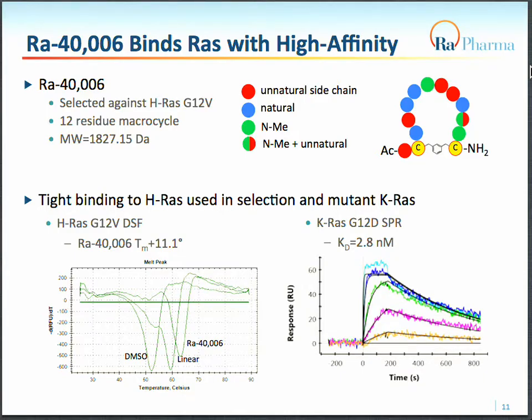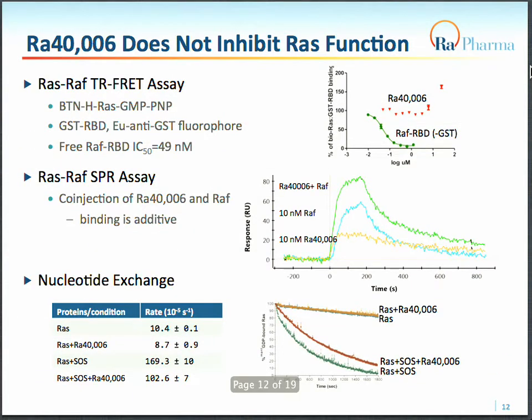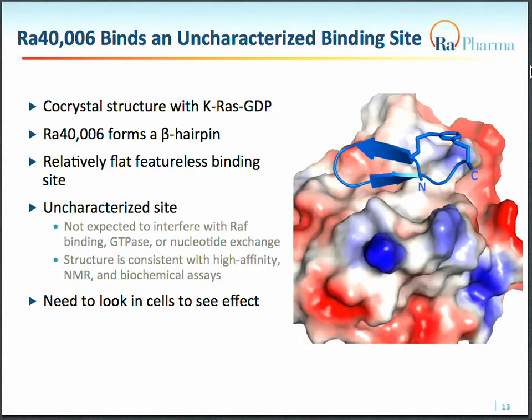So we did this selection against HRAS. HRAS and KRAS are biochemically very similar. We got very tight binders to HRAS, and then we were able to show by SPR a KD of about 3 nanomolar to KRAS. And remember, these are selections done based on binding, so we don't know if these are inhibitors yet. When we look at the normal functional assays you would use for determining if you've inhibited RAS, we don't interfere with the interaction with RAF, and we looked at that in 2 ways, and we don't interfere with the GTP exchange of the protein.